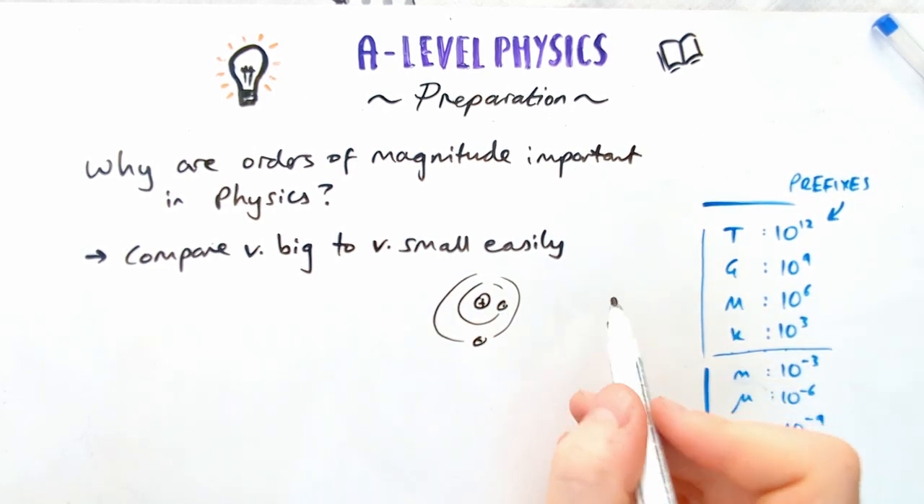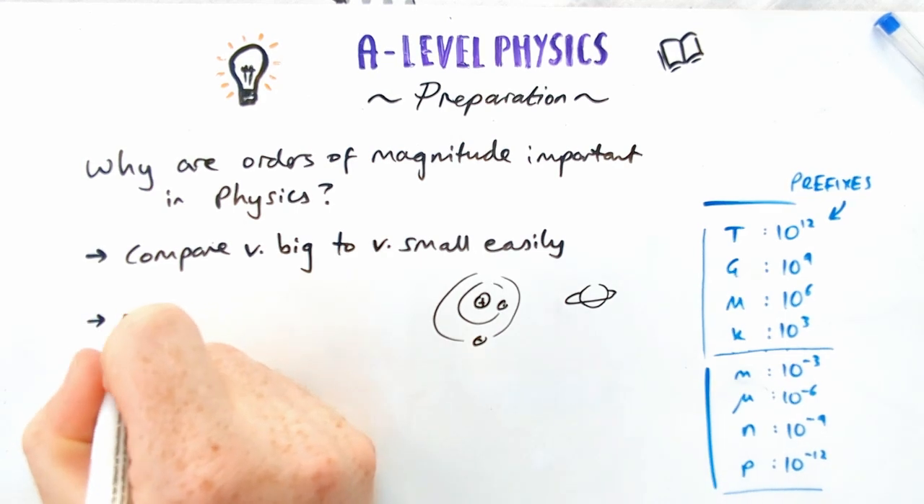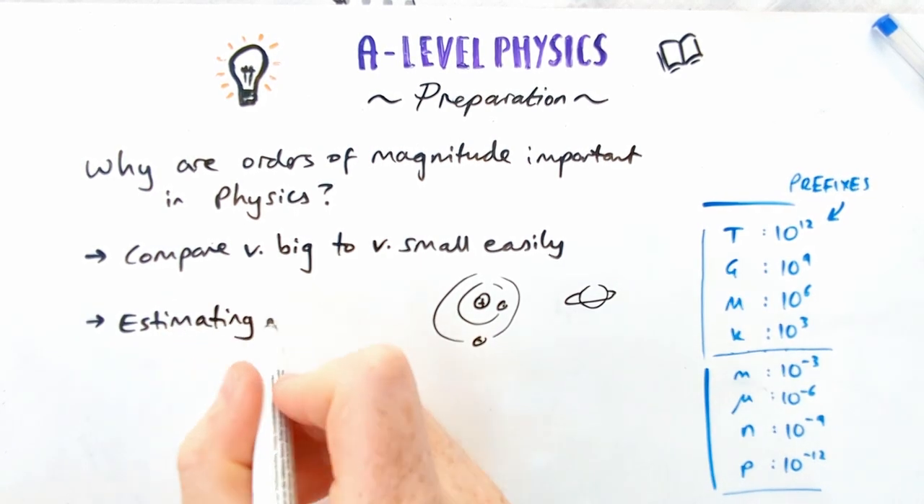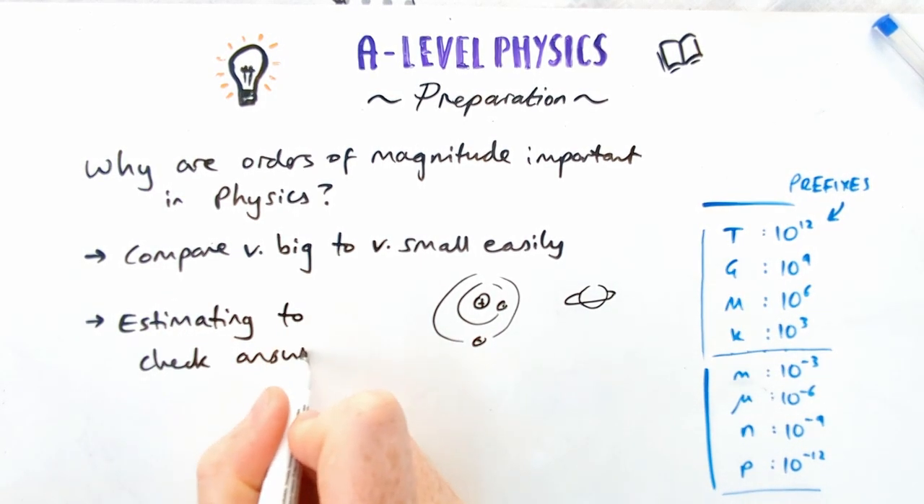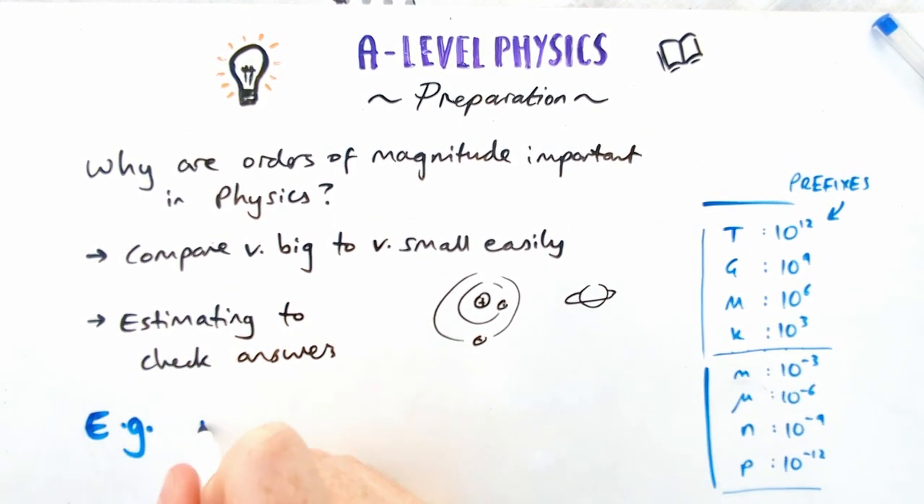Like, for example, the atom, and then looking at the scale of the solar system or the scale of the universe, big numbers and very, very small numbers. But they also help us to estimate when we are making calculations, so we can check our answers. Now, let's have a look at an example for how we'd go about doing that.